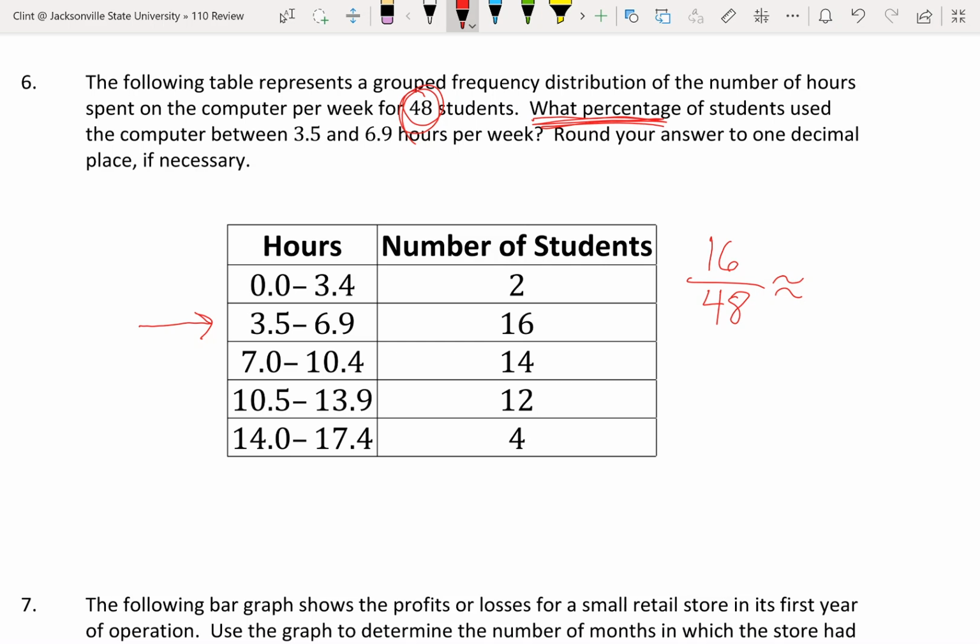Round our answer to one decimal place, so that's 0.33333, so 33.3%. So change it to a decimal and then move the decimal place 2 places to get the percentage, or multiply by 100 if you prefer doing that. Make sure you don't skip over what it's actually asking us for. Questions on that one? Okay.